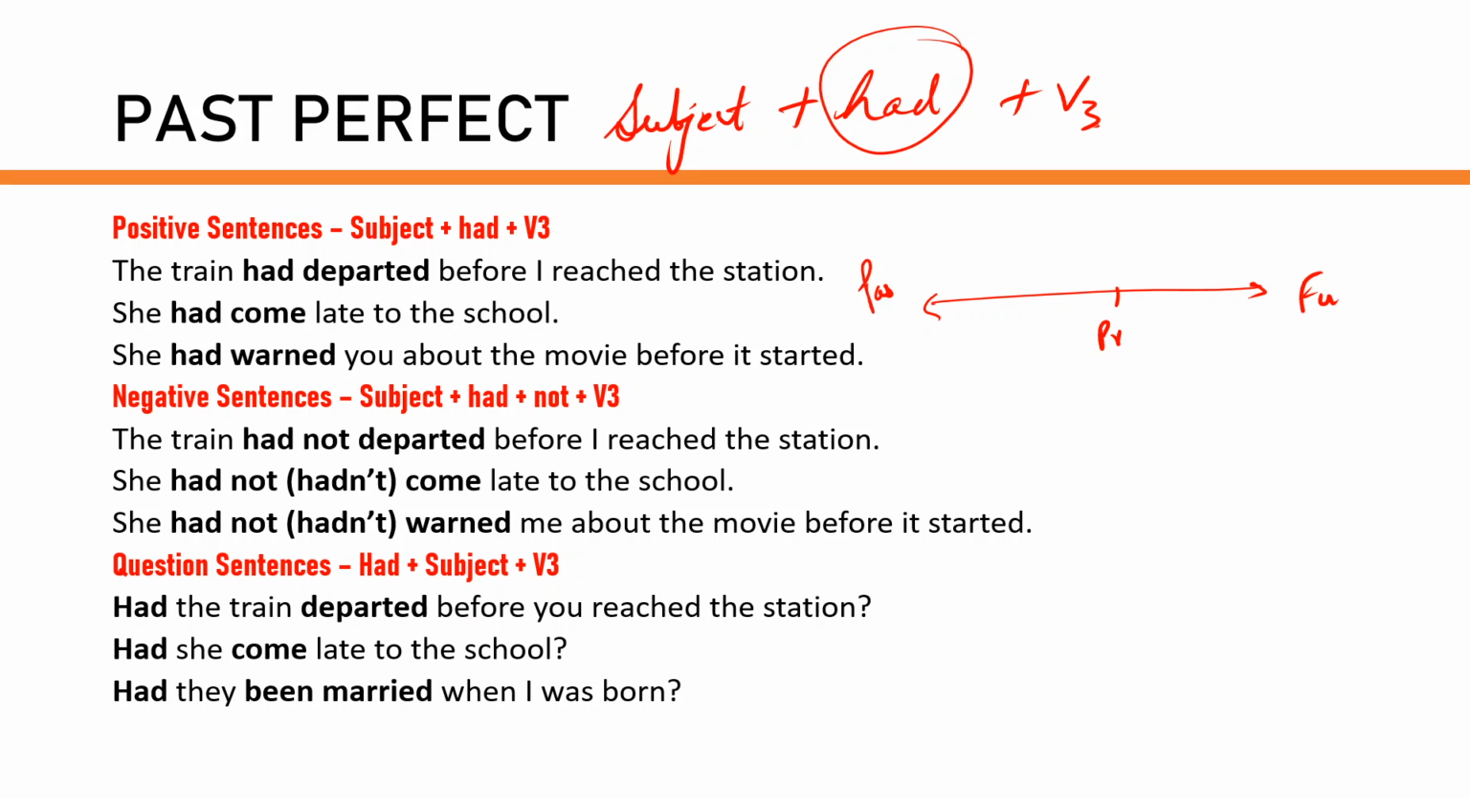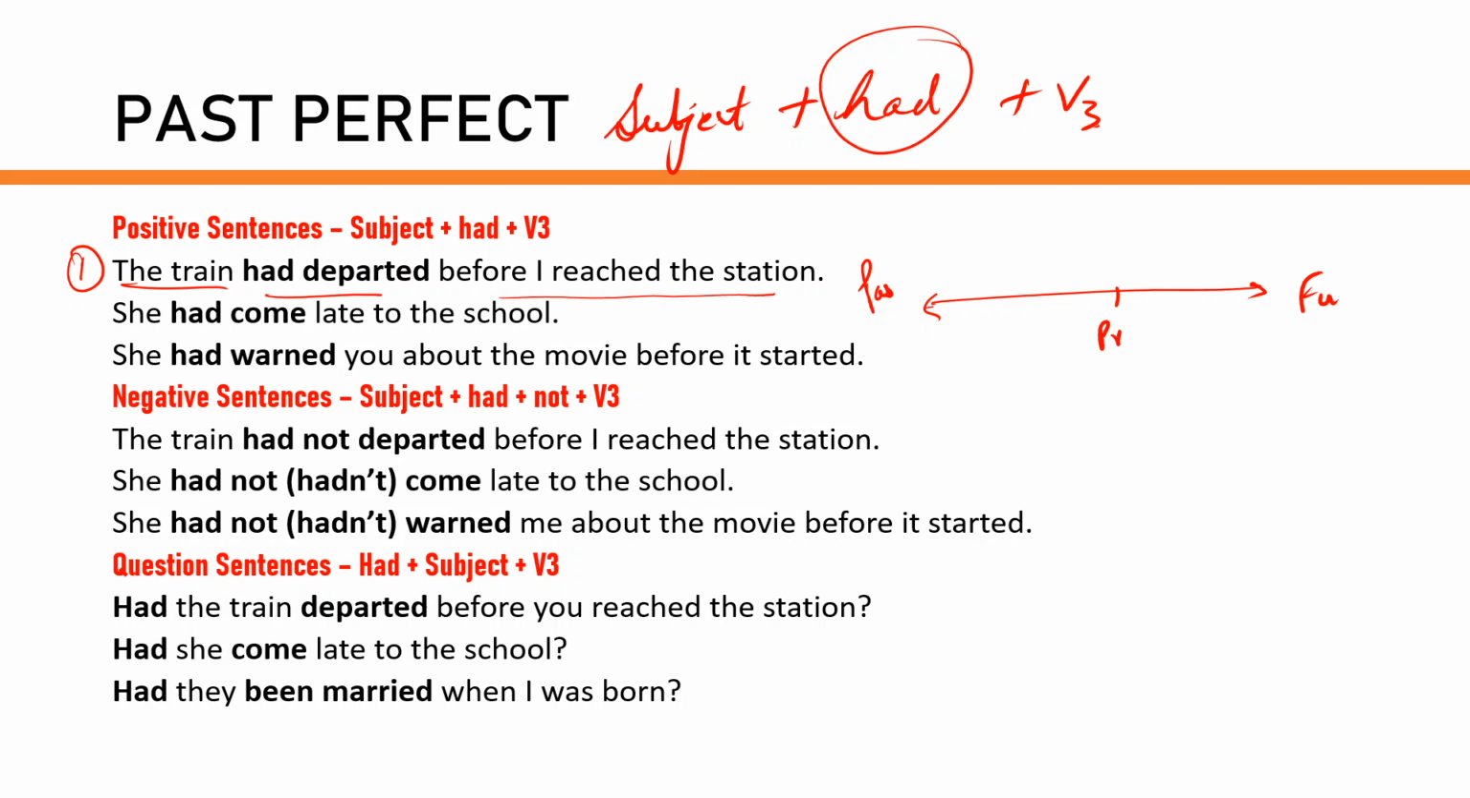So, what happens in past perfect is that two things happen in the past. That means दो incident होंगे past में, and the incident that happened first, past में भी पहले हुआ, for that we will use past perfect. Very simple. Let's say, take this example. The train had departed before I reached the station.